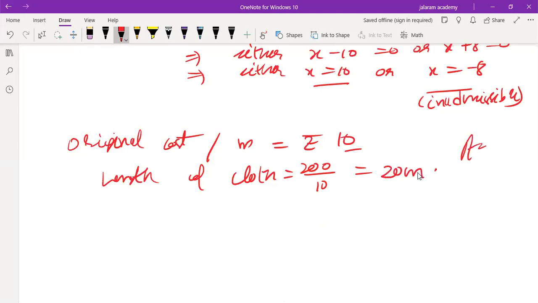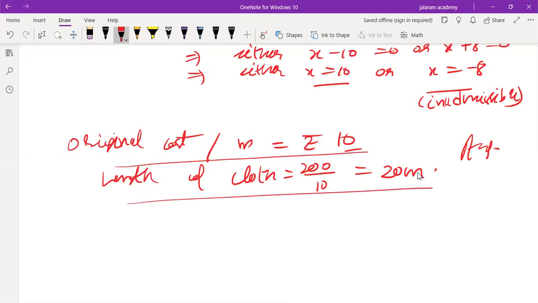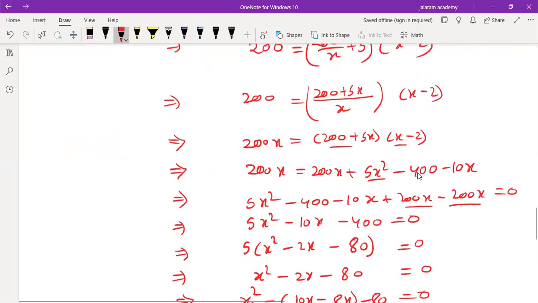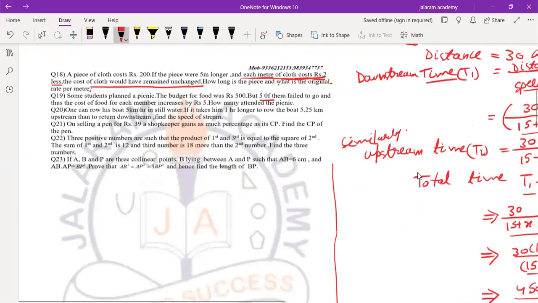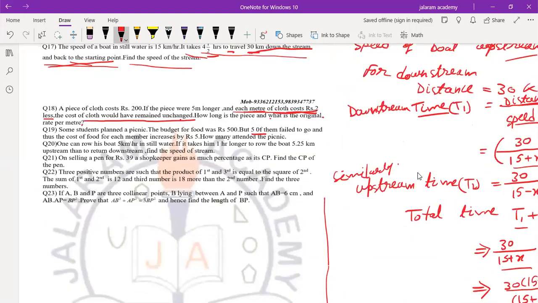So these two are the answers. Original cost per meter is rupees 10 and length of cloth is 200 by 10, that is 20 meter. Similar type of question is question number 18 also. 19th, sorry, 18th we have discussed.